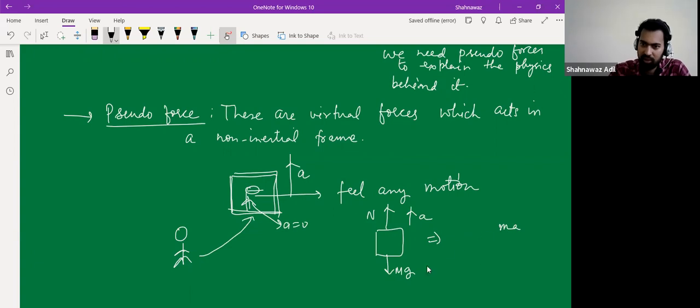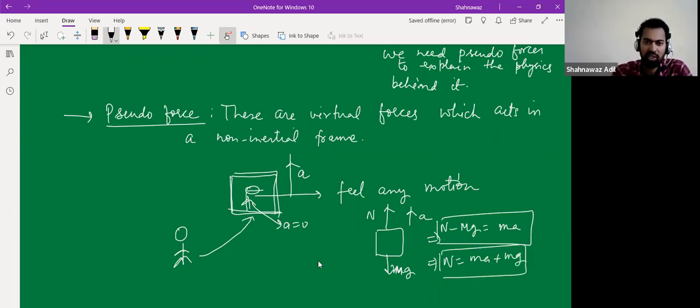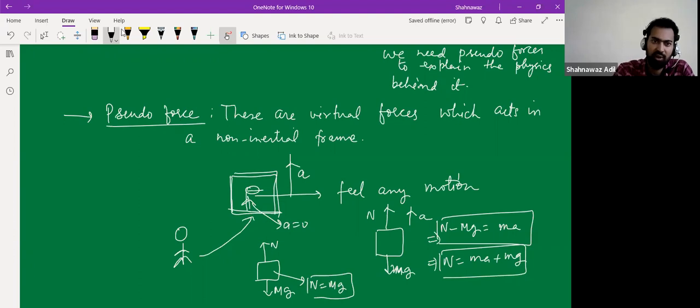So ma will be N minus mg, right? And your N will be ma plus mg, so this will be the normal reaction for this person. But this person will feel only that there is a weight and there is a normal reaction. So he will feel that your normal reaction is equal to mg. But this is wrong, right?